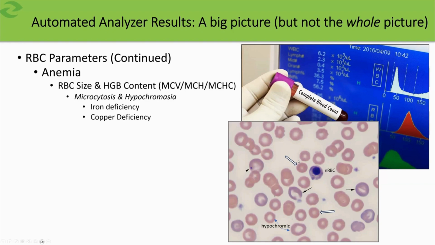Copper deficiency. Copper is required by ceruloplasmin, which is a transport enzyme or protein to move iron across the gut epithelium. So copper deficiency actually results in a secondary iron deficiency.